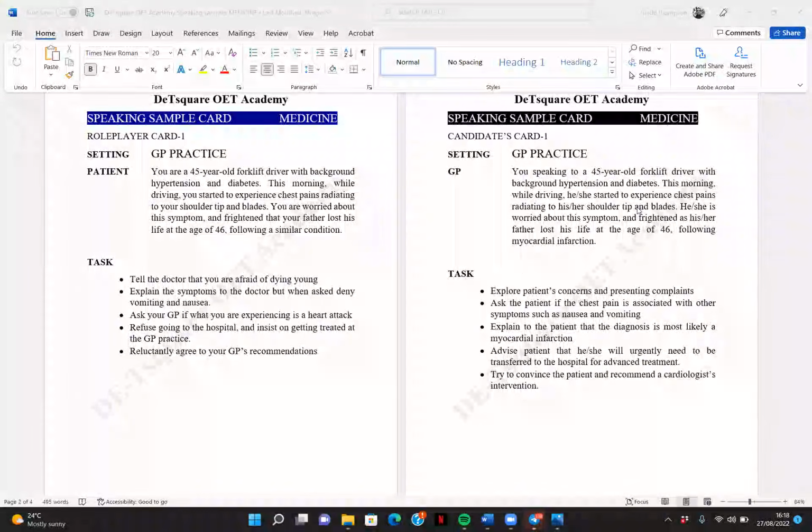Now, when you were trying to explain that myocardial infarction to the patient, myocardial infarction is written on your task. The patient has already mentioned heart attack. You as a doctor already know this myocardial infarction is the same as heart attack.